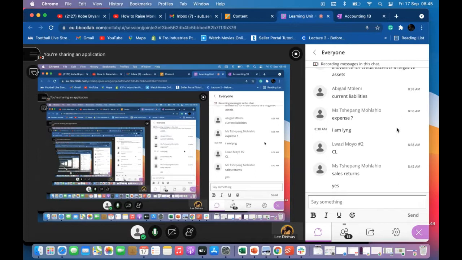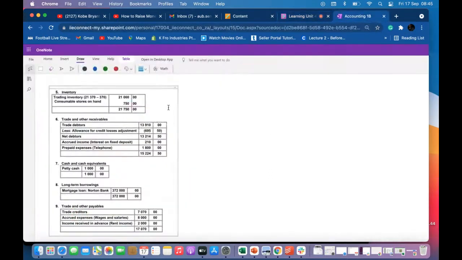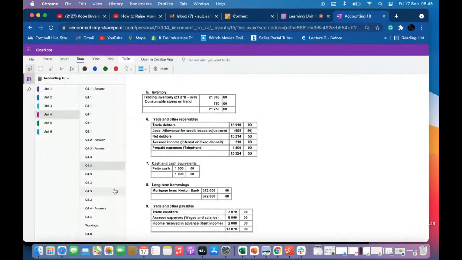We're good with question 4.3. So we can proceed to 4.8. So let's just quickly do that.